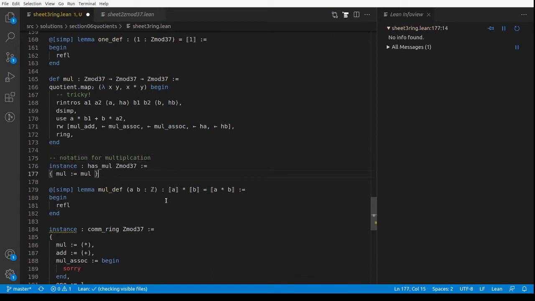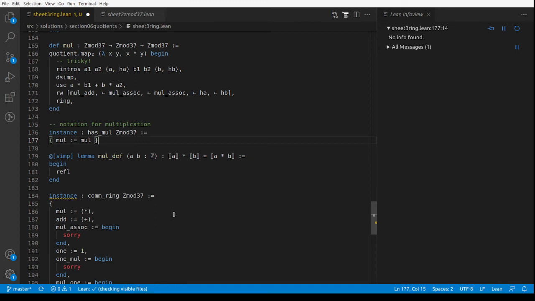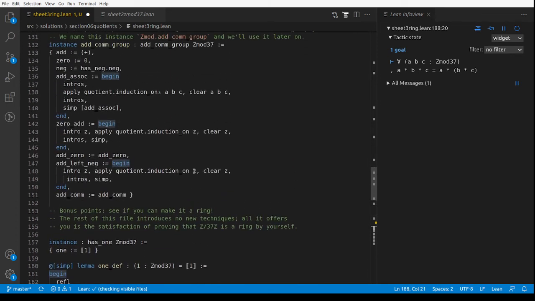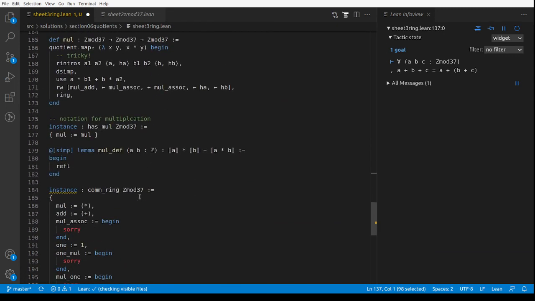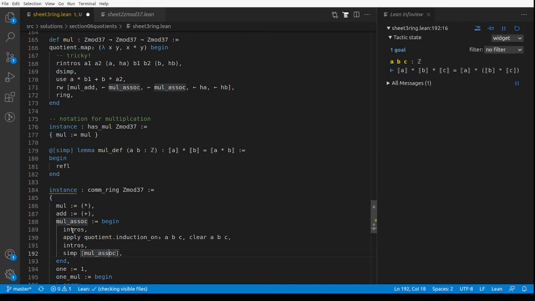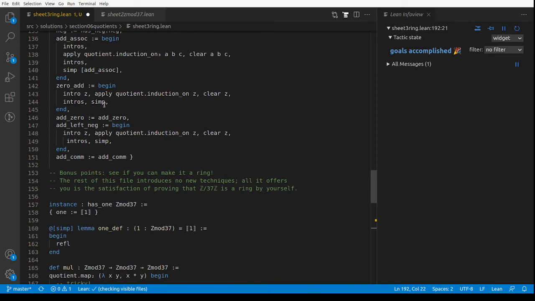So there's multiplication, and that's the notation for multiplication. And there's the fact that a multiplication of the quotient is quotient of the multiplication. And then let's go. So there's mul_assoc, and that's going to be really similar to add_assoc. Let's try the same proof. There, and it doesn't work because we don't want to simp with add_assoc, we want to simp with mul_assoc, and that has worked great. And then one_mul is going to be the same as add zero, or zero add. Let's try this one.